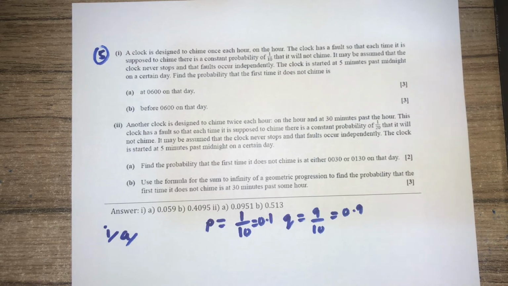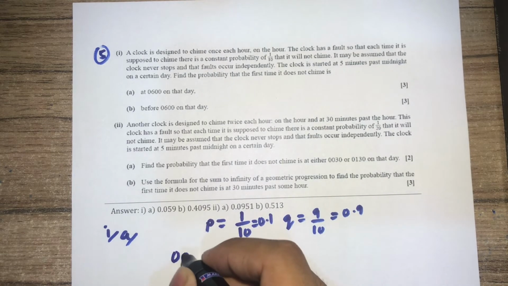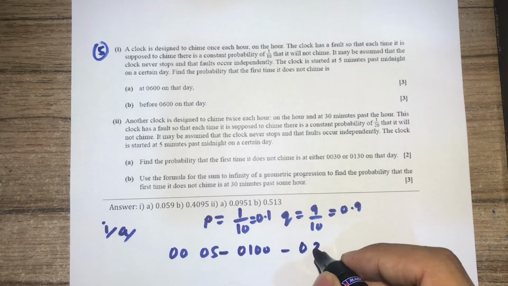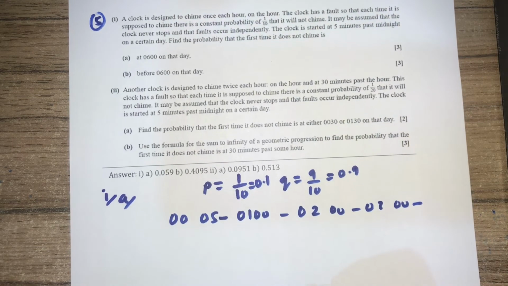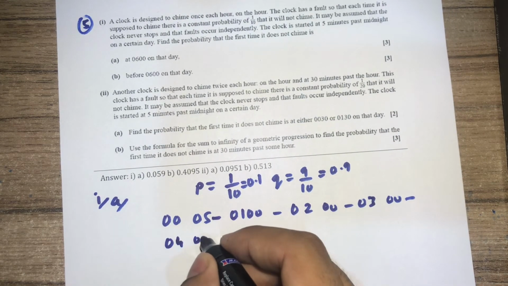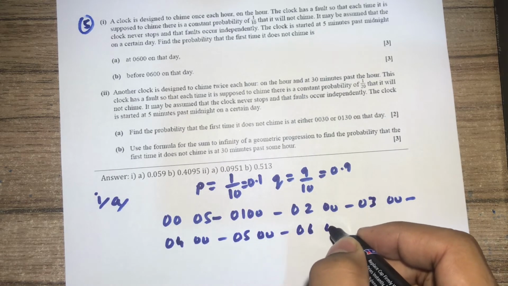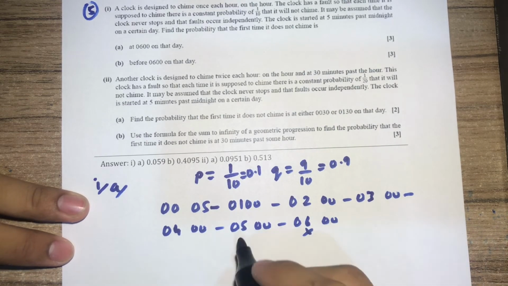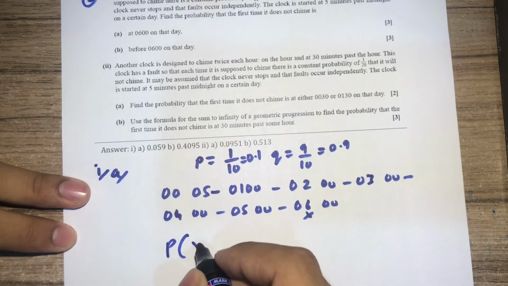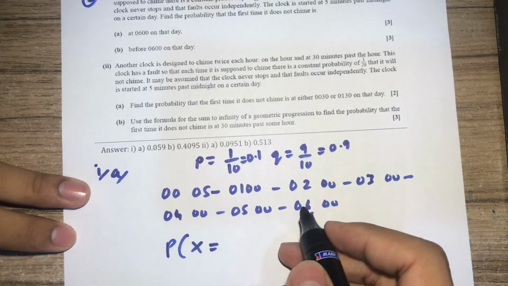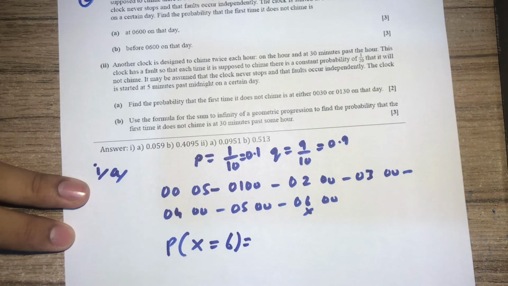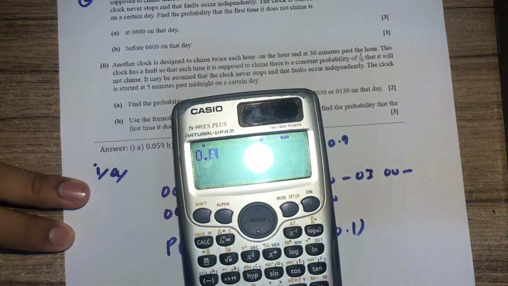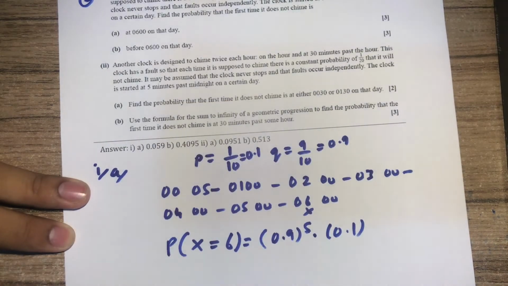Now in the first part they're saying it first does not chime at 0600, right? So it starts basically at 0005. Then it should chime at 0100, then at 0200, then at 0300, because it has to chime at each hour, then 0400, 0500, and then at 0600 it does not chime. So it does chime once, twice, thrice, 4, 5. 5 times it does, 1 time it does not, right? So the probability for x equals 6, it has to not chime on the 6th attempt, so we'll have the probability as 0.9 power 5 times 0.1. So 0.059.